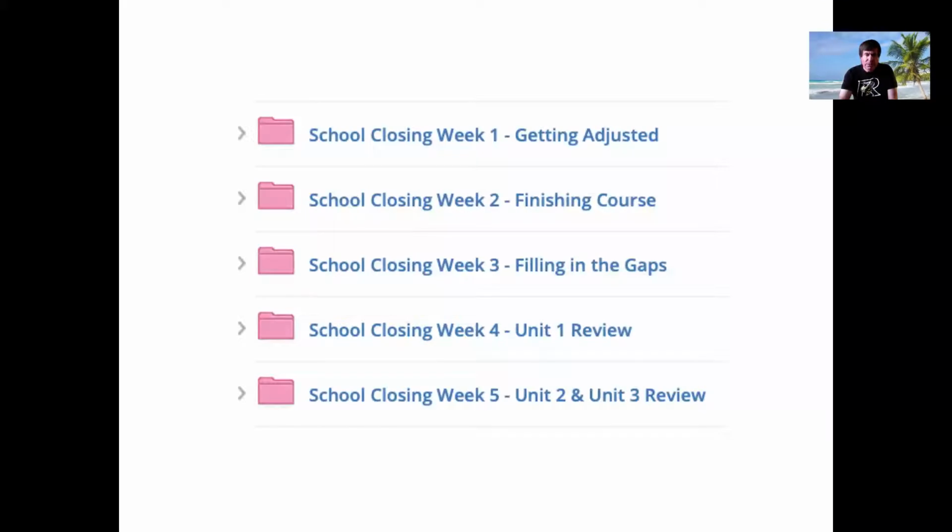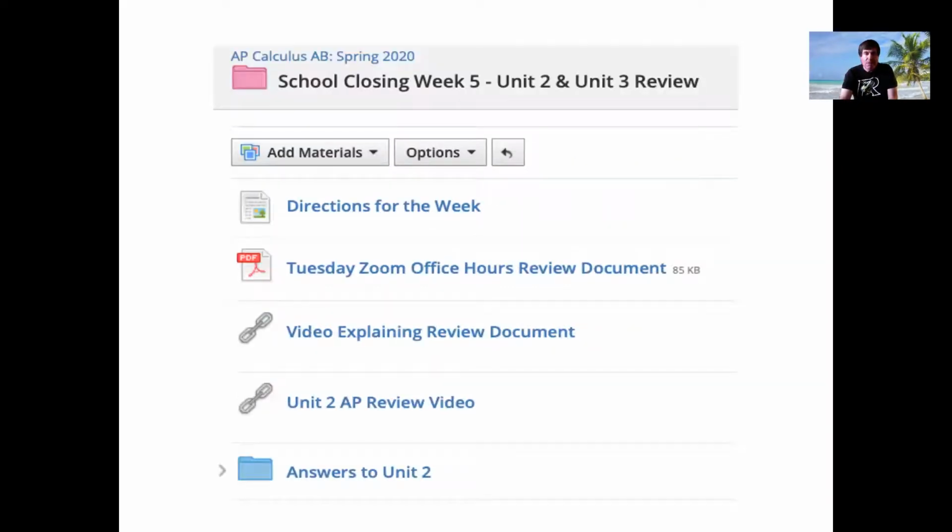On your Schoology for AP Calculus, you have these folders, and each week has a title or a theme. So we're in week 5, Unit 2 and Unit 3 review. For this week, I have these items in here, and as you know, I add to these things as the week goes on. I have directions, the document I just showed you, and a video I made explaining that document. There's an AP review video for Unit 2 you could look at, and then answers to Unit 2. So you do have answers to these problems you're asked to do, and that may help you.